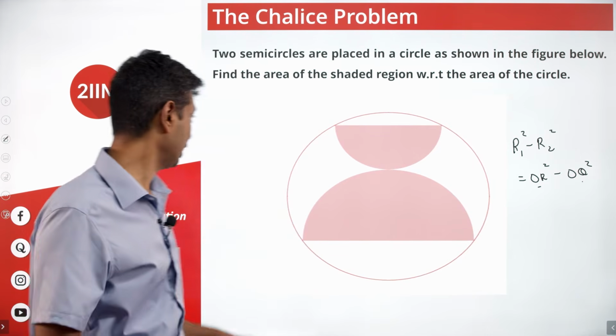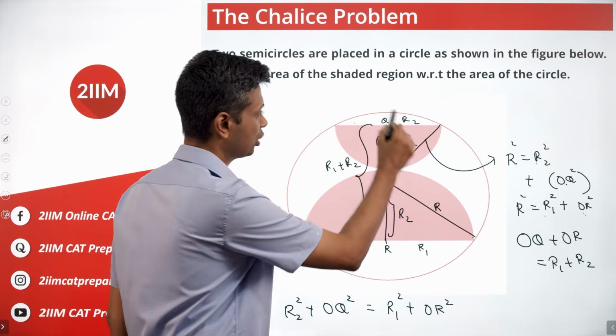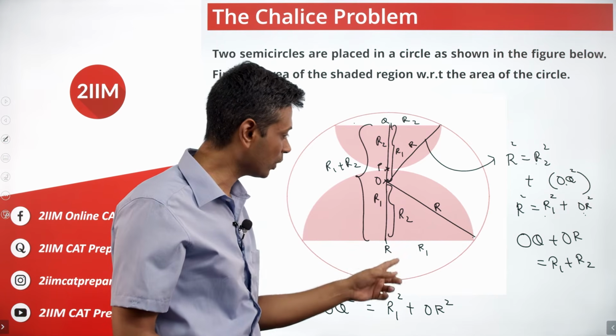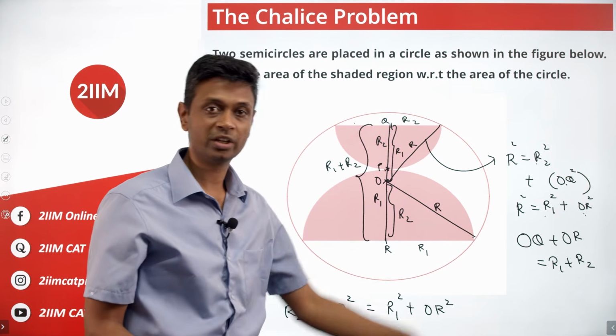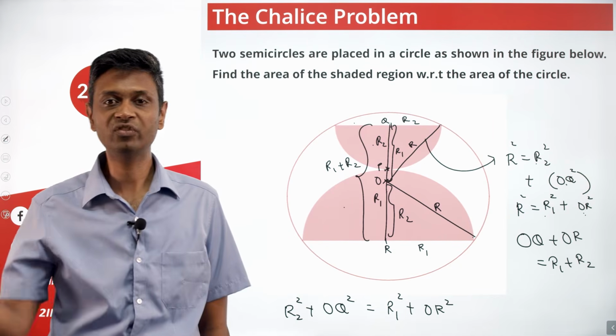So the two triangles quite beautifully have sides R2 and R1, and R1 and R2. Right? Adding, R1 square plus R2 square is R square, which is what gives us that this semicircle area plus this semicircle area is half the area of the circle.